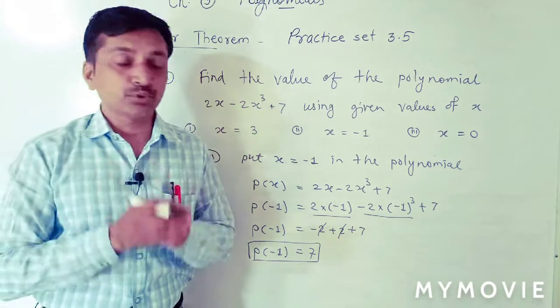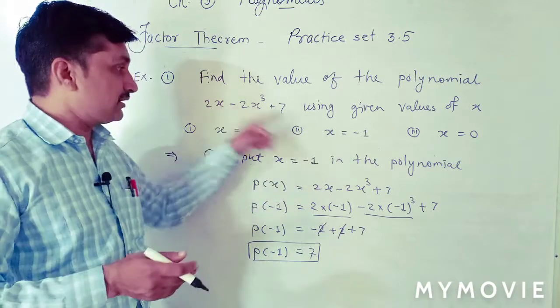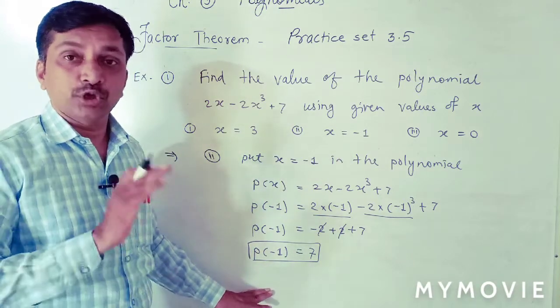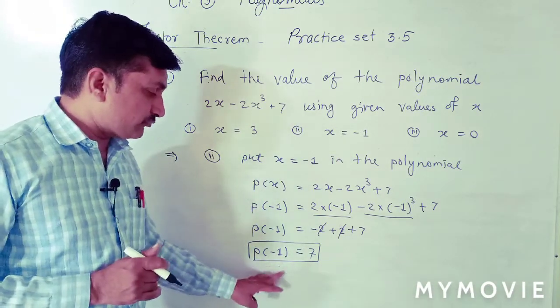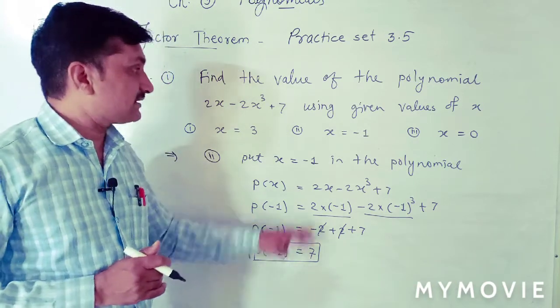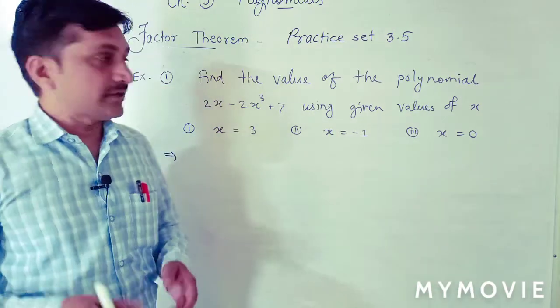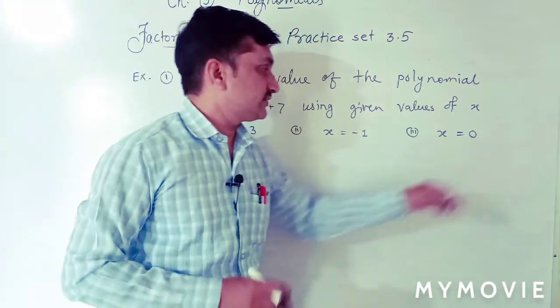But if I ask you the question, is x is equal to minus 1 a factor of this polynomial, then the answer is no. It is not a factor. Why? Because we don't get the value of the polynomial as 0. If we get the value of the polynomial 0, then we can say this is a factor of it. Now let's find the value of the polynomial for x is equal to 0.